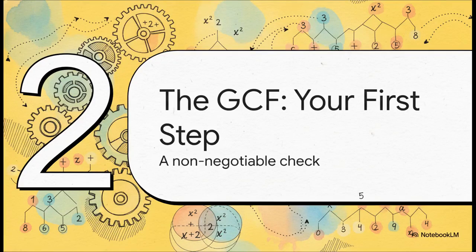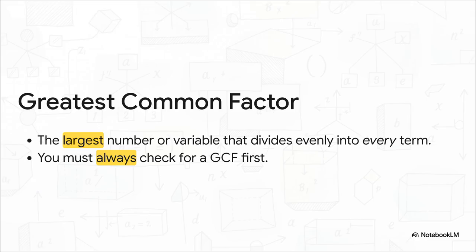Okay, so before we dive into the fancier methods, we've got to cover the absolute first step. This is a check you should do every single time. It will make your life so much easier. I'm talking about finding the greatest common factor, or as we call it, the GCF. So what is the GCF? Well, it's just the largest number or variable that can divide evenly into every single term of the polynomial. Think of it like tidying up before you start the real puzzle. Always, and I mean always, check for a GCF first.